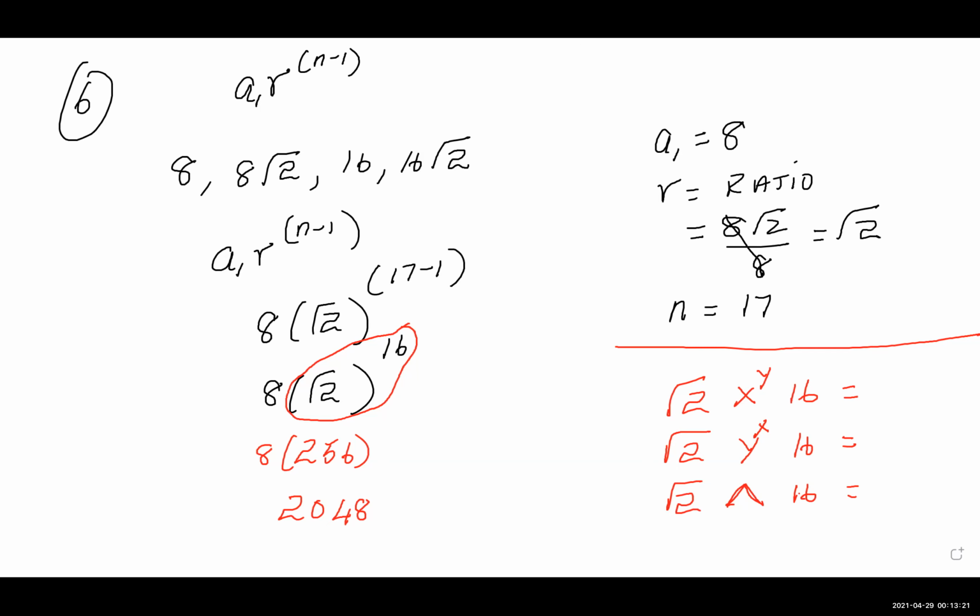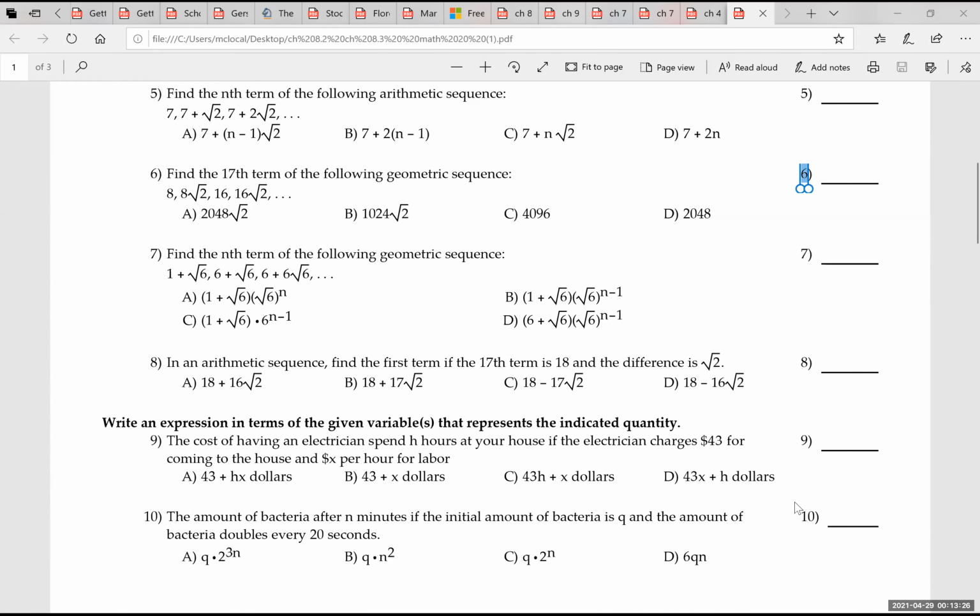Problem number 7. They're saying find the nth term of the following geometric sequence. Okay, we know the formula for the geometric sequence, and we need to find the nth term. So let me copy this down. I don't have these numbers.